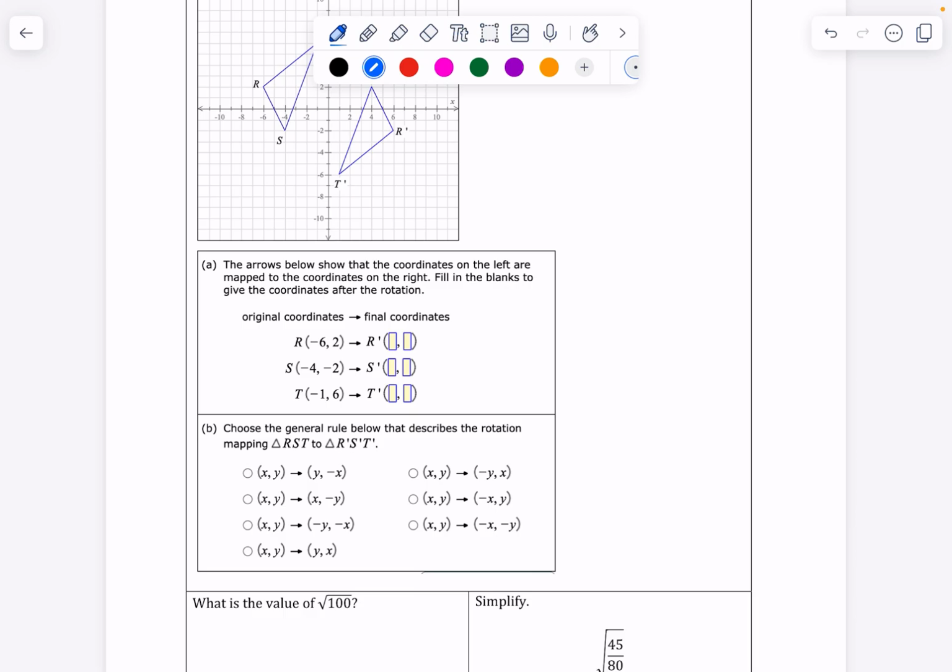If you look at the graph, you can see that it would be at (6, -2), at (4, 2), and at (1, -6). And you can see that the points stayed in the same order, but they changed to the opposite of what they were. So that would be this last option down here.